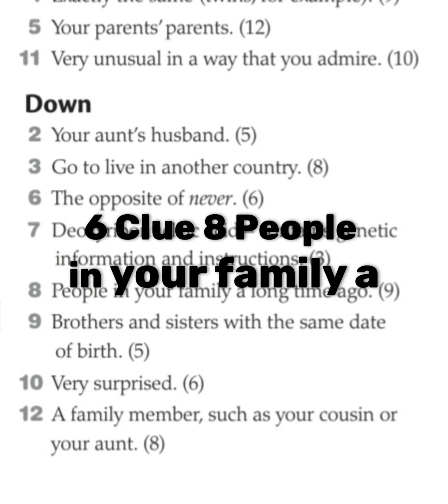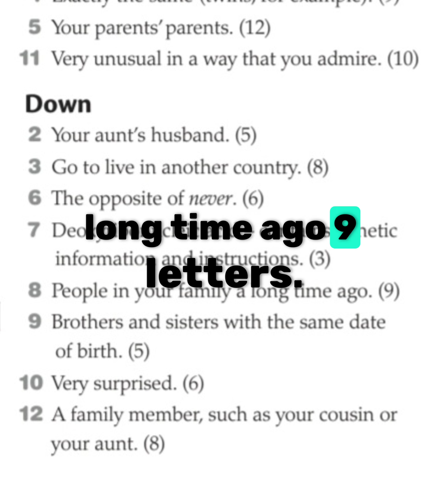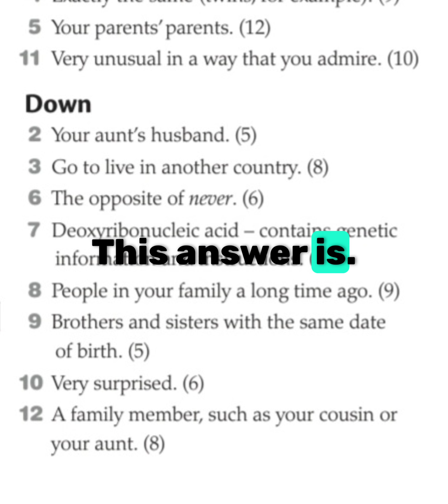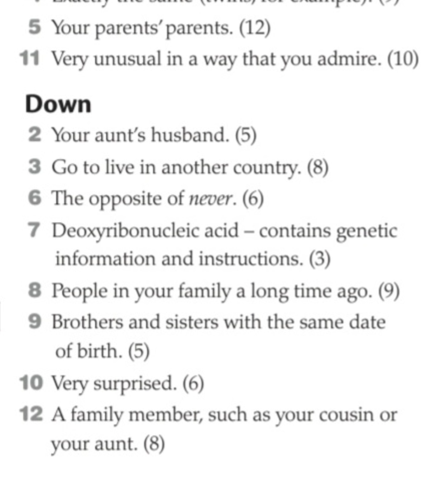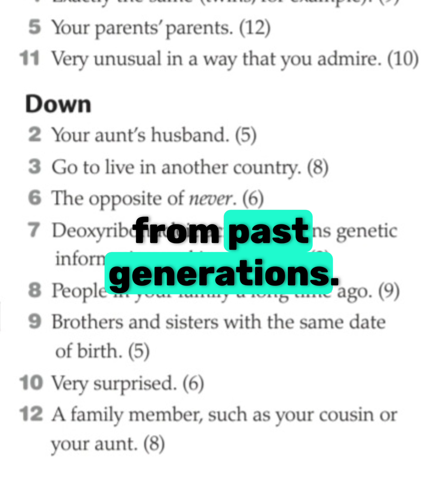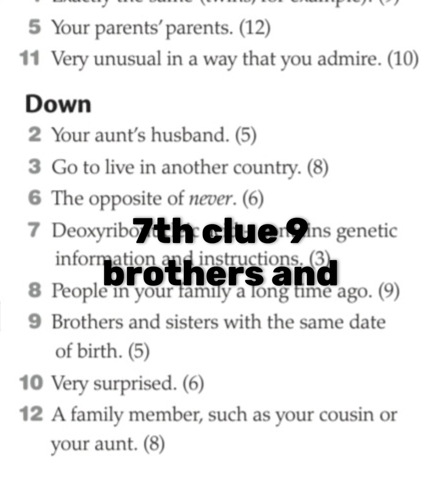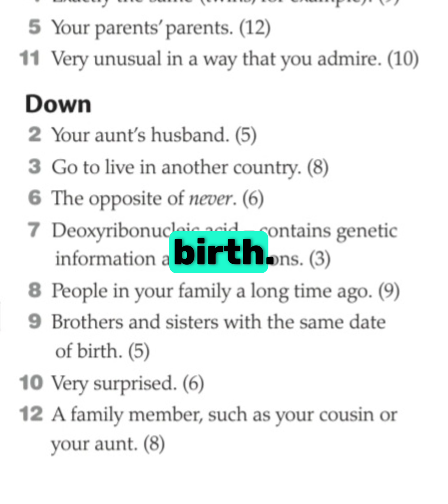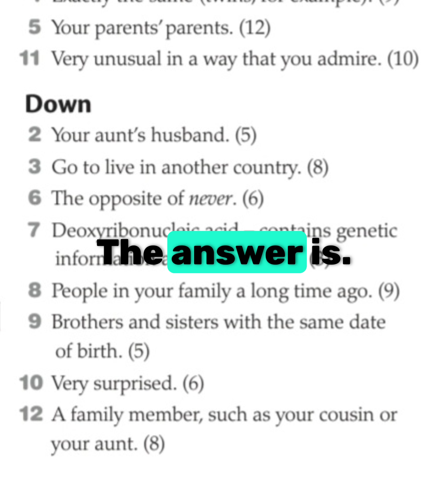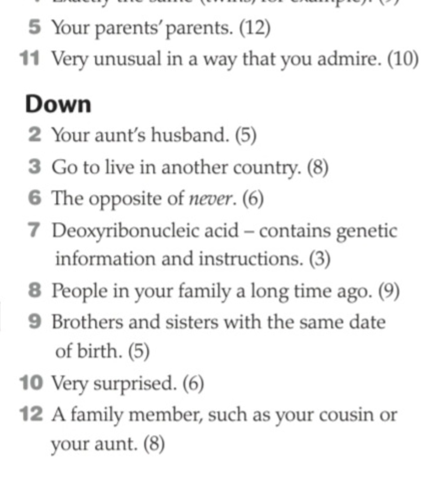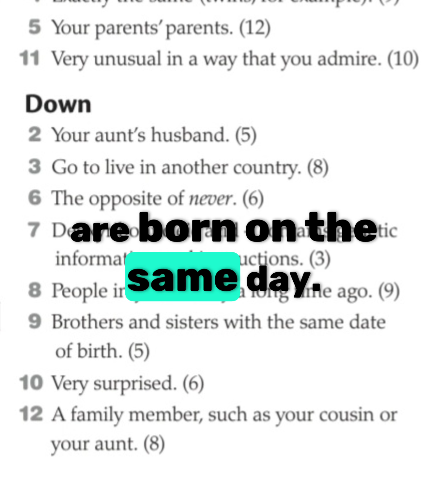Sixth clue 8. People in your family a long time ago. 9 letters. This answer is ancestors. Ancestors are family members from past generations. Seventh clue 9. Brothers and sisters with the same date of birth. 5 letters. The answer is twins. Twins are siblings who are born on the same day.